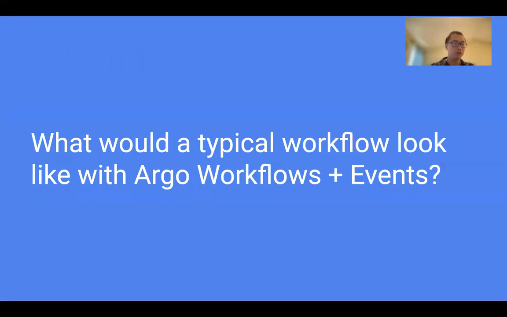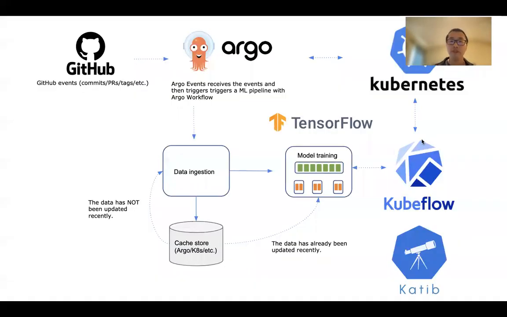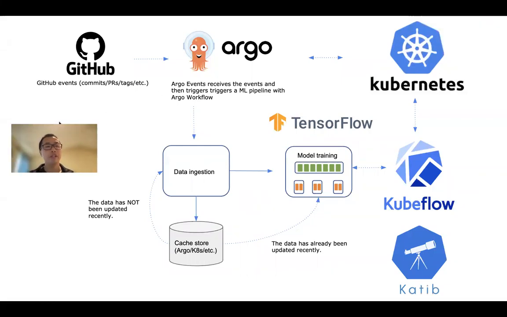So what would a typical workflow look like with Argo Workflows and Events? Here, let's assume we are watching events from GitHub. For example, events like commits, pull requests, tags, and so on. Argo Events is responsible for watching and receiving those events. Once it receives events, it will trigger a machine learning pipeline with Argo Workflows.